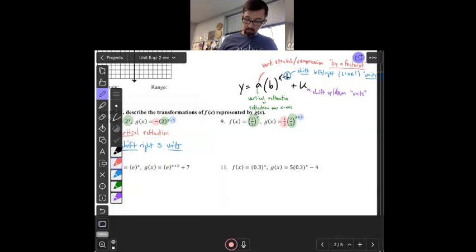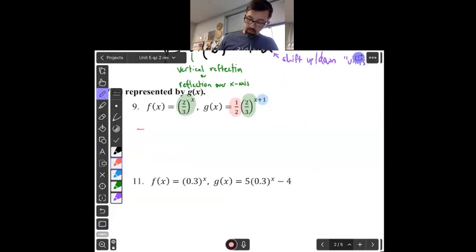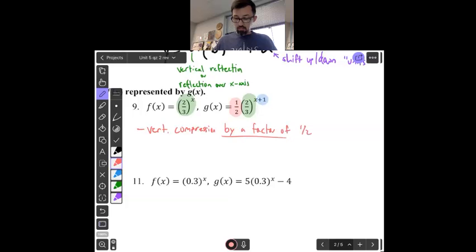Nine. So that half is less than 1. So that's a vertical compression or vertical shrink. And again, by a factor of. When we say by a factor of, that means we're applying multiplication, because the half is multiplying the problem. So vertical compression by a factor of 1/2.